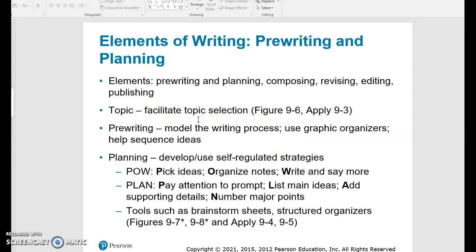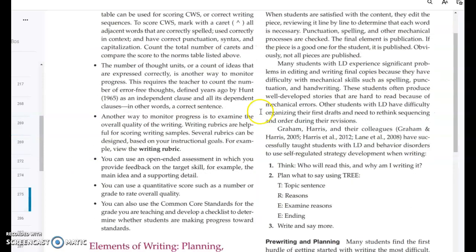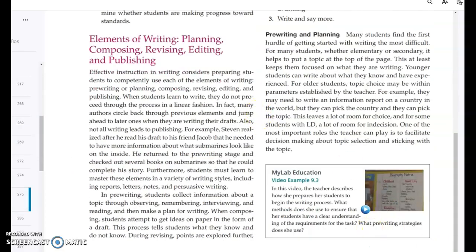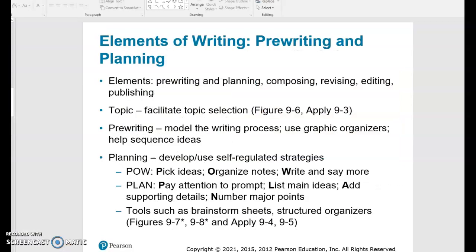I think in the textbook they show an interview, where a girl is, let me see if I can get to 9.6. I'm not going to be able to right away. Hold on. And I'll show you Powtree in just a second. So, here you go. So you could, they could have that folder, reread your idea list, ask a friend to help you, listen to others' ideas, write about what you know, write a make-believe story. So all of these things are some ways that you can help kind of guide them to a topic so they don't spend all their time just trying to figure out a topic.